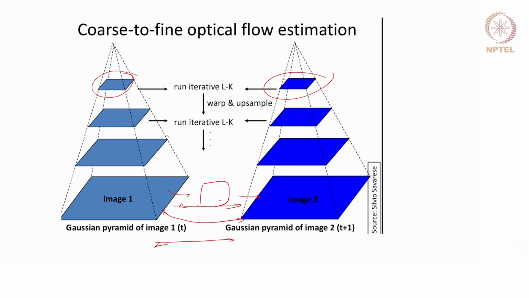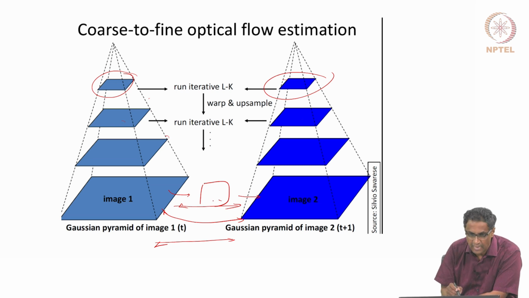So the optical flow between this and this is much less as compared to what you started off with. So this warp, upsample, warp, upsample, warp, upsample, warp is something that you have to continue doing until you hit the highest resolution. And at this point, if you compute the optical flow, then the expectation is that the warped image will look almost like image 2.